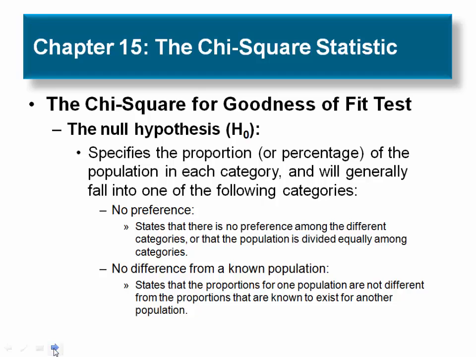In the second method, the no difference from a known population method, you do have access to population proportion percentages, and you start with that. To use our same cola beverage example, say that you do have information that says that 40% of the population prefers Pepsi and 20% prefers Coke. You would start with that and then distribute the remaining 30% equally across the RC and generic categories, so each would get 15%.